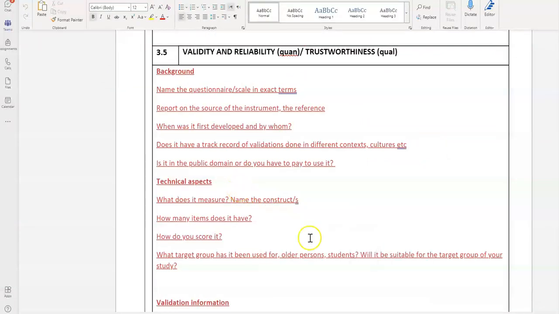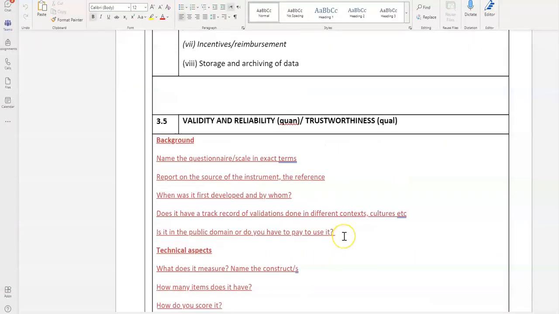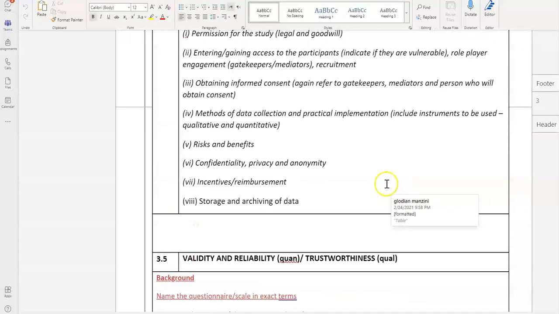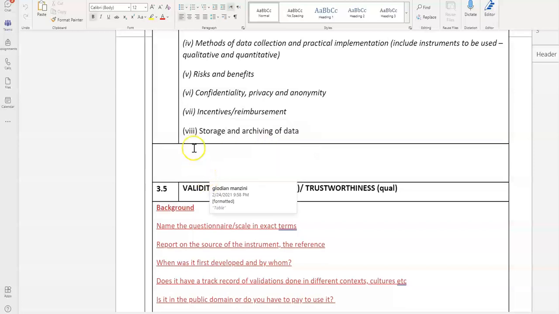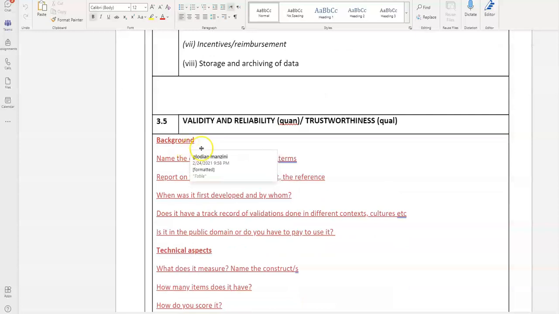So there's a section in the research proposal format that speaks to validity and reliability. So this is the section where we talk about the research data collection tools that we will be using. So it's part of your methods, section 3 in the proposal format is the methods section. So this is where you would then report on the psychometric properties of the instrument that you will use for data collection.